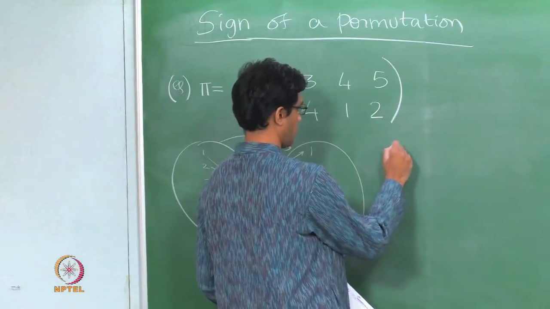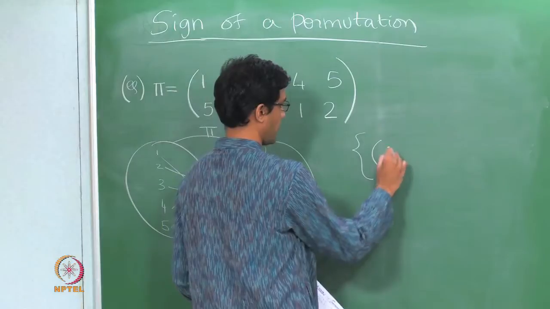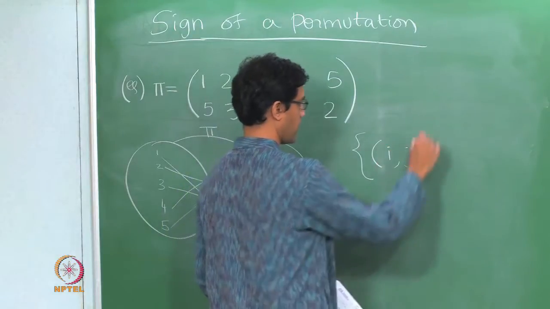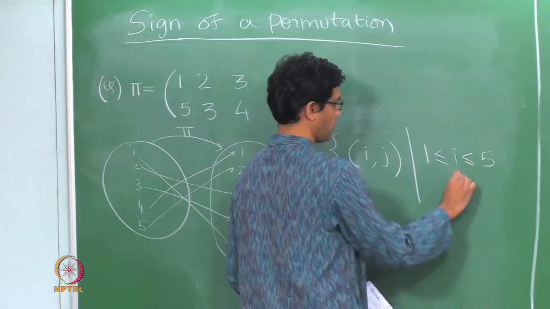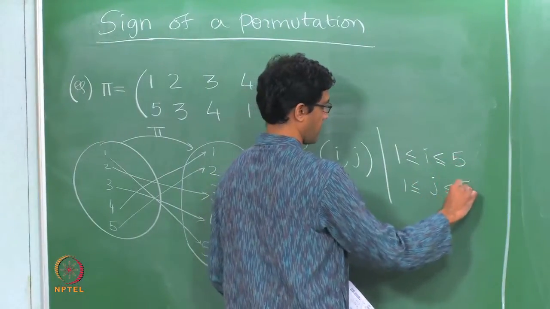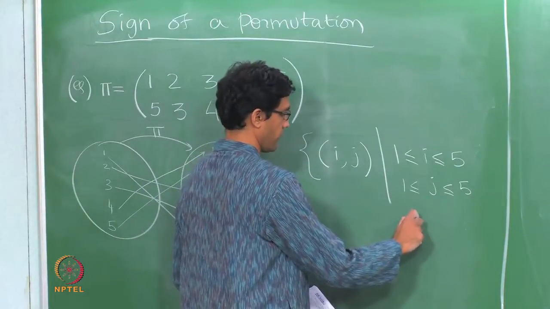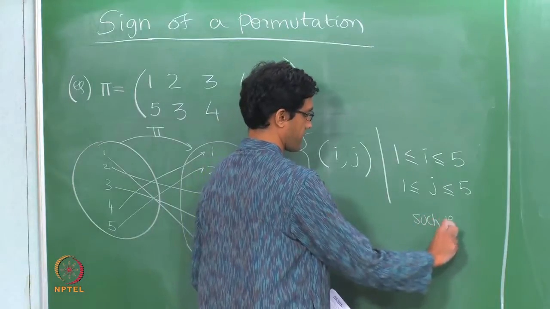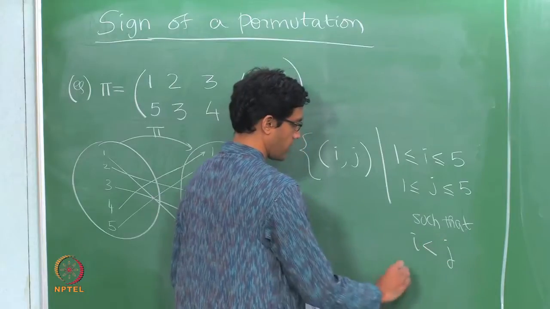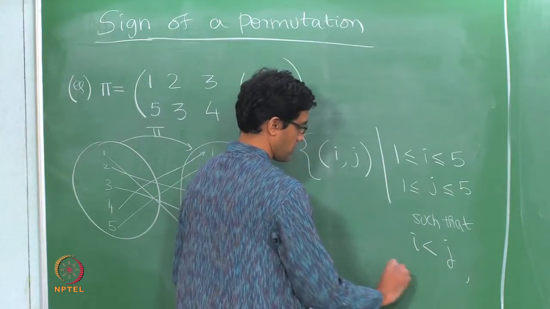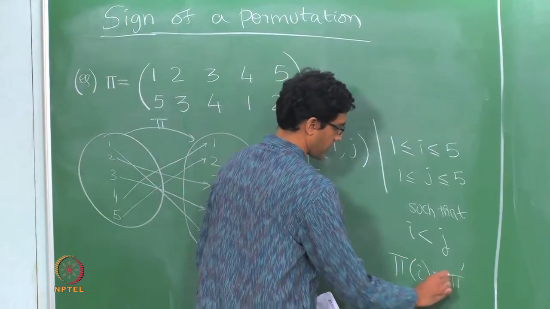So now let us consider the following set. Let us look at all these pairs i comma j. Now what are i and j? Well, i is a number between 1 and 5, j is a number between 1 and 5, such that the following happens: i is strictly smaller than j, but the image of i under this permutation, pi of i, is strictly bigger than pi of j.